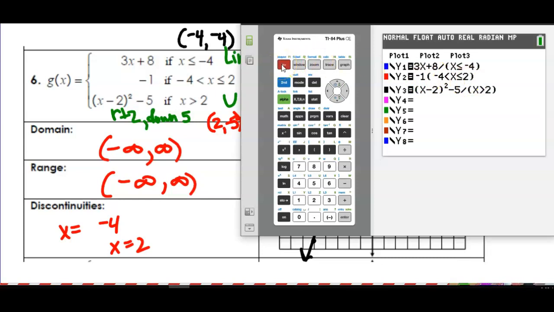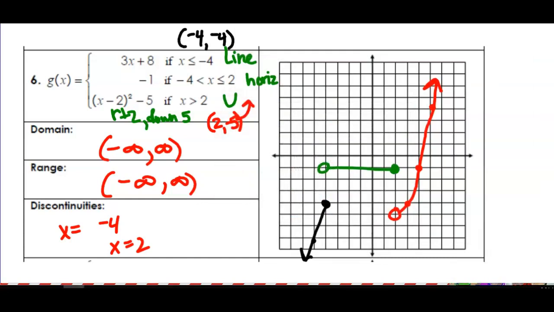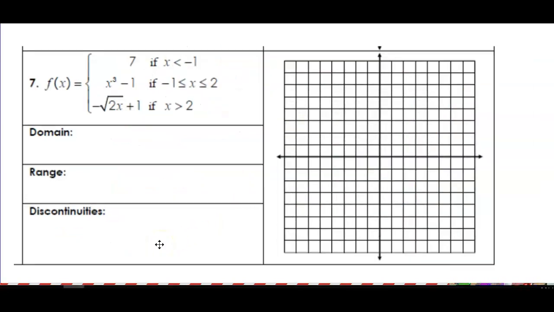It probably works if you have that piecewise function, which is again under math. You guys will figure it out. I can put some video links in if you need me to. All right, I'm going to do one more and do the last one by hand. Number 7 is a constant line at 7.